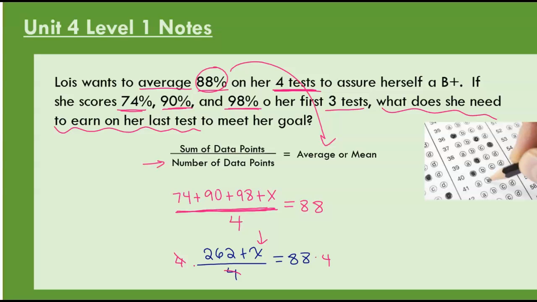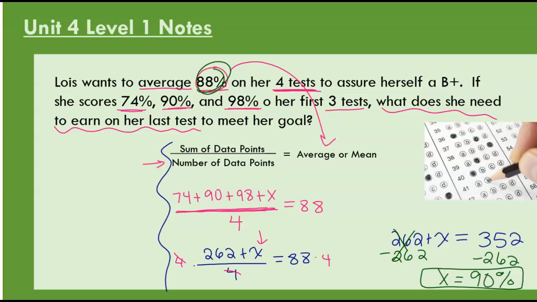So now I'm left with 262 plus the test is equal to 352. Now we're going to undo adding the total. So now we could have done this by just thinking about it and understanding average, and that if 88 is our average, that means that our total on top was really 4 data points with a total of 88.